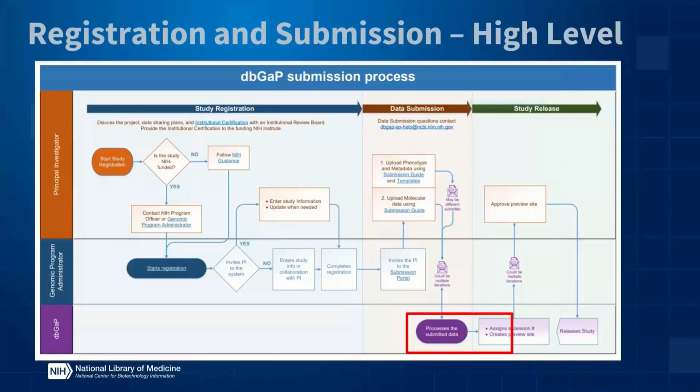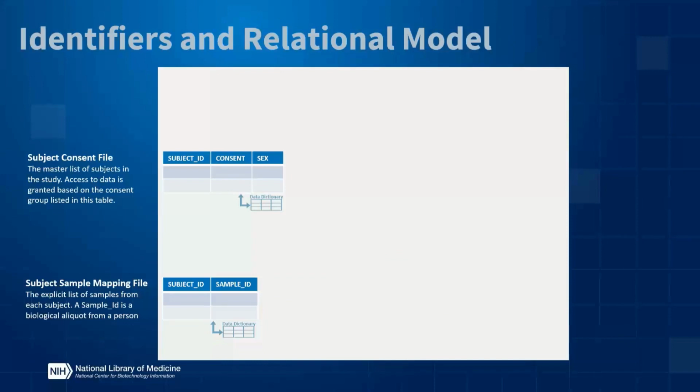Next, I'd like to focus more on what we do to process the data files once we get them. And that involves a tool called GaPTools. But before I do that, I do want to step back a little bit, because I know that there are some people on the call that may not have submitted to dbGaP yet, or are involved in the registration phase. I just wanted to go over at a high level the relational model that we have in dbGaP and the identifiers that are very important.